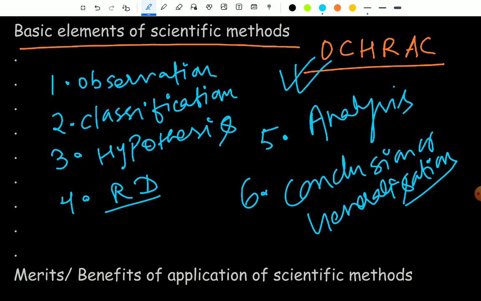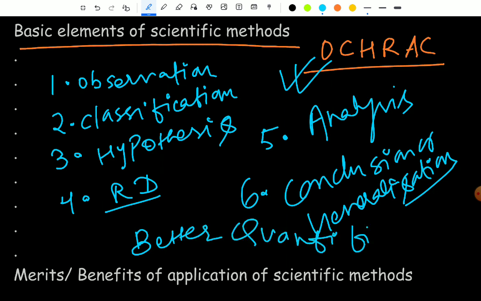The function of applying scientific method, or the purpose behind the application of scientific method, is better quantification of the subject under study. So the main purpose behind the application of scientific method is the better quantification of the subject under study.